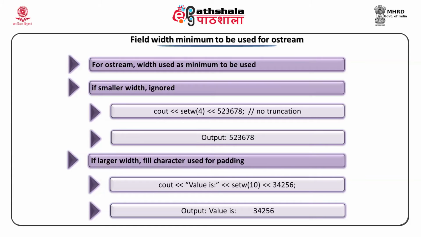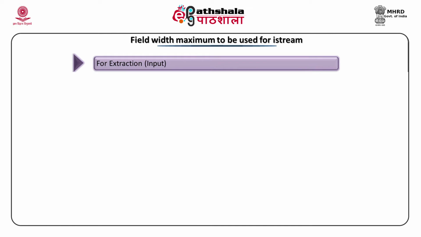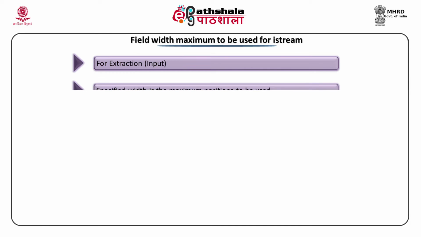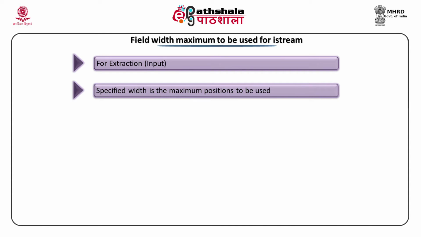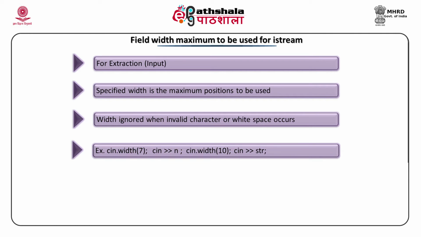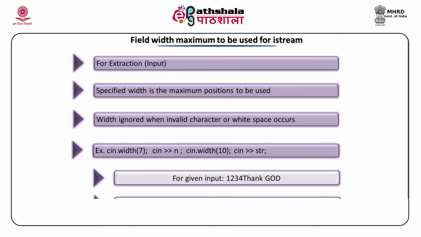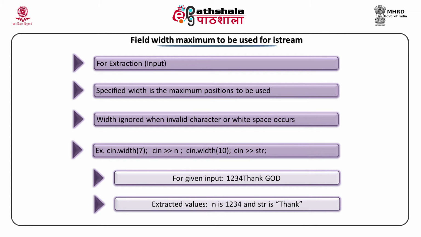For istream, that means when we are taking the input, it is considered as the maximum to be used. So, if I specify 7, maximum 7 is to be used. After 7, the extraction should stop. But in case the invalid character appears before 7, for example, before the specified width, then that width is ignored. So, in a given example, when I say cin.width(7) and cin >> n, cin.width(10), cin >> str. For example, we have given the input 1234thank God.